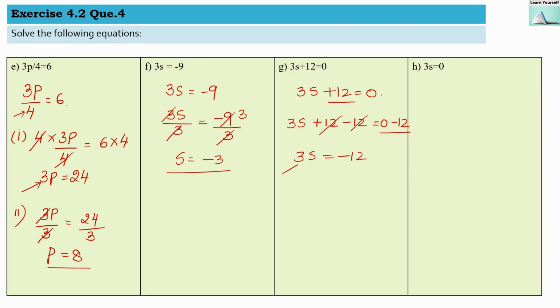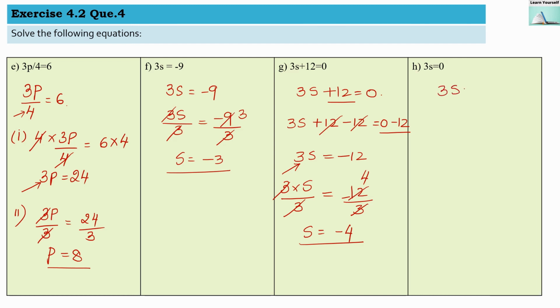Now to remove this 3 and make our variable separate, we are going to divide with 3 because 3 is in multiplication. Towards LHS also, we are going to divide with 3. So here 3, 4s are 12. So s equals to, we got here minus 4 as an answer.